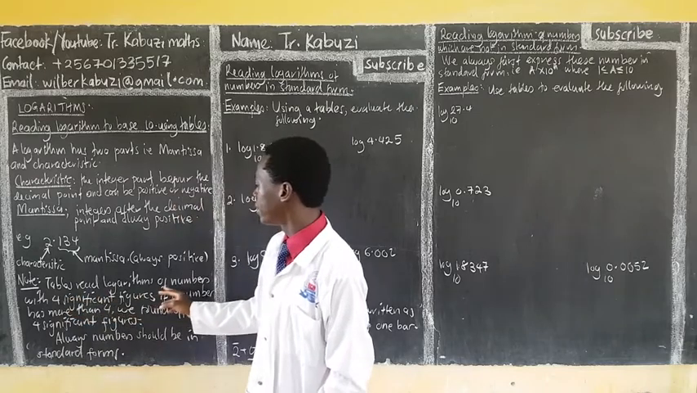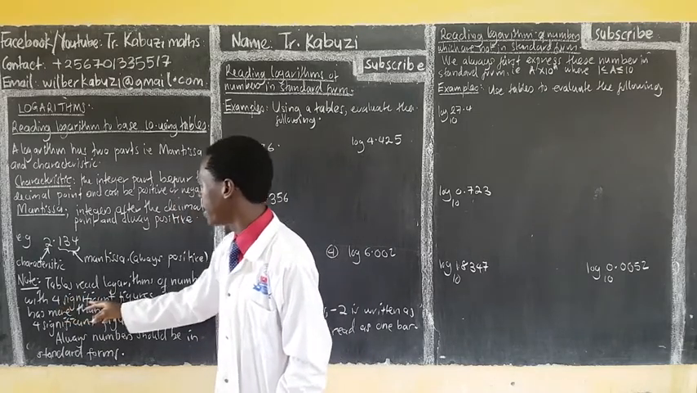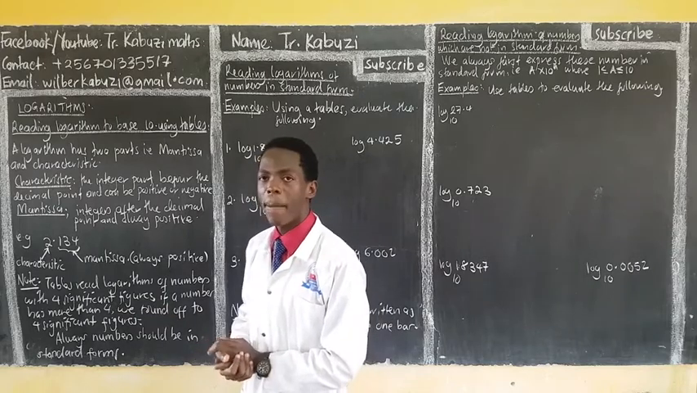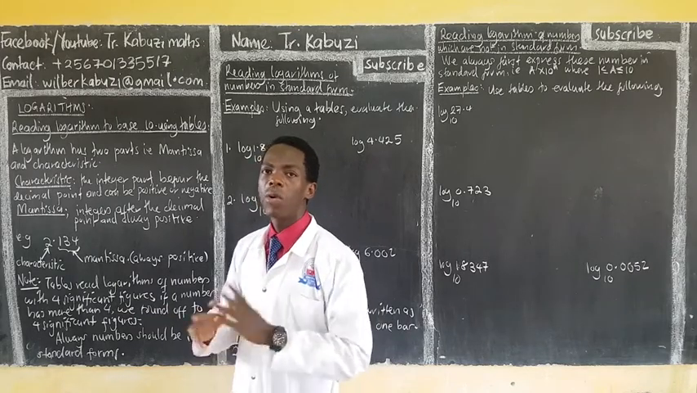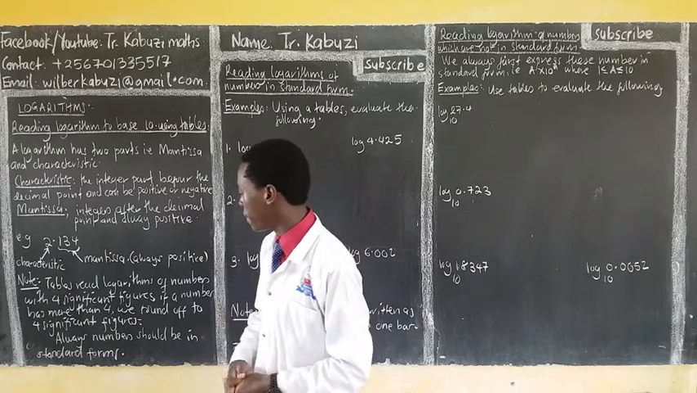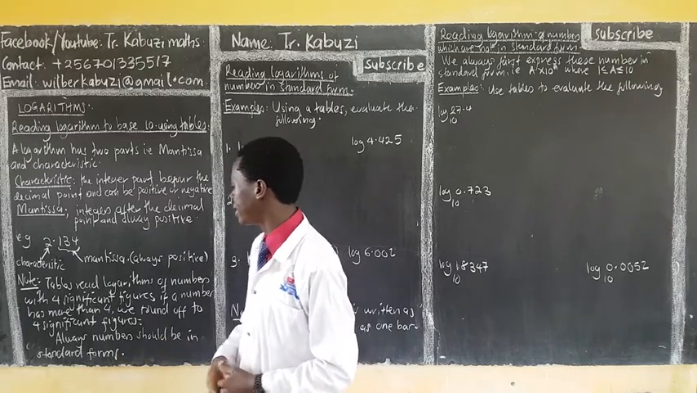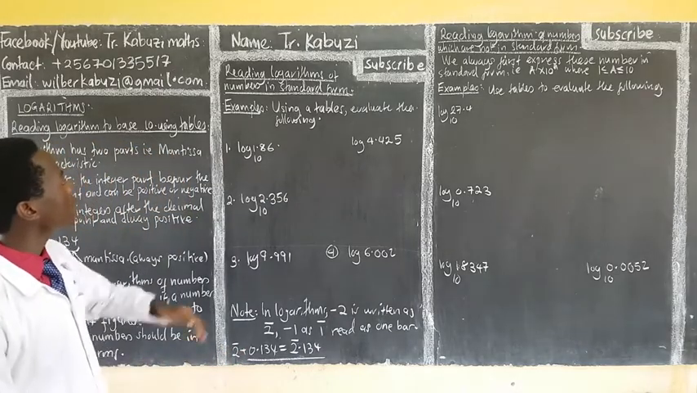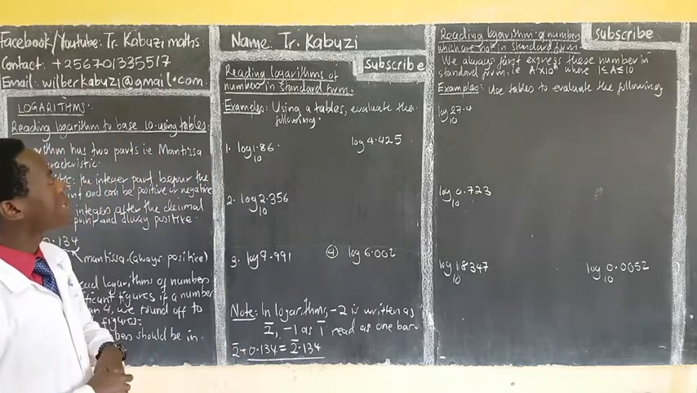Tables read logarithms of numbers with 4 significant figures. So we read only 4 significant figures. If a number is not 4 significant figures, we round it off, or its number should be in standard form. I think we have seen how to express numbers in standard form. Let us go through some examples here.